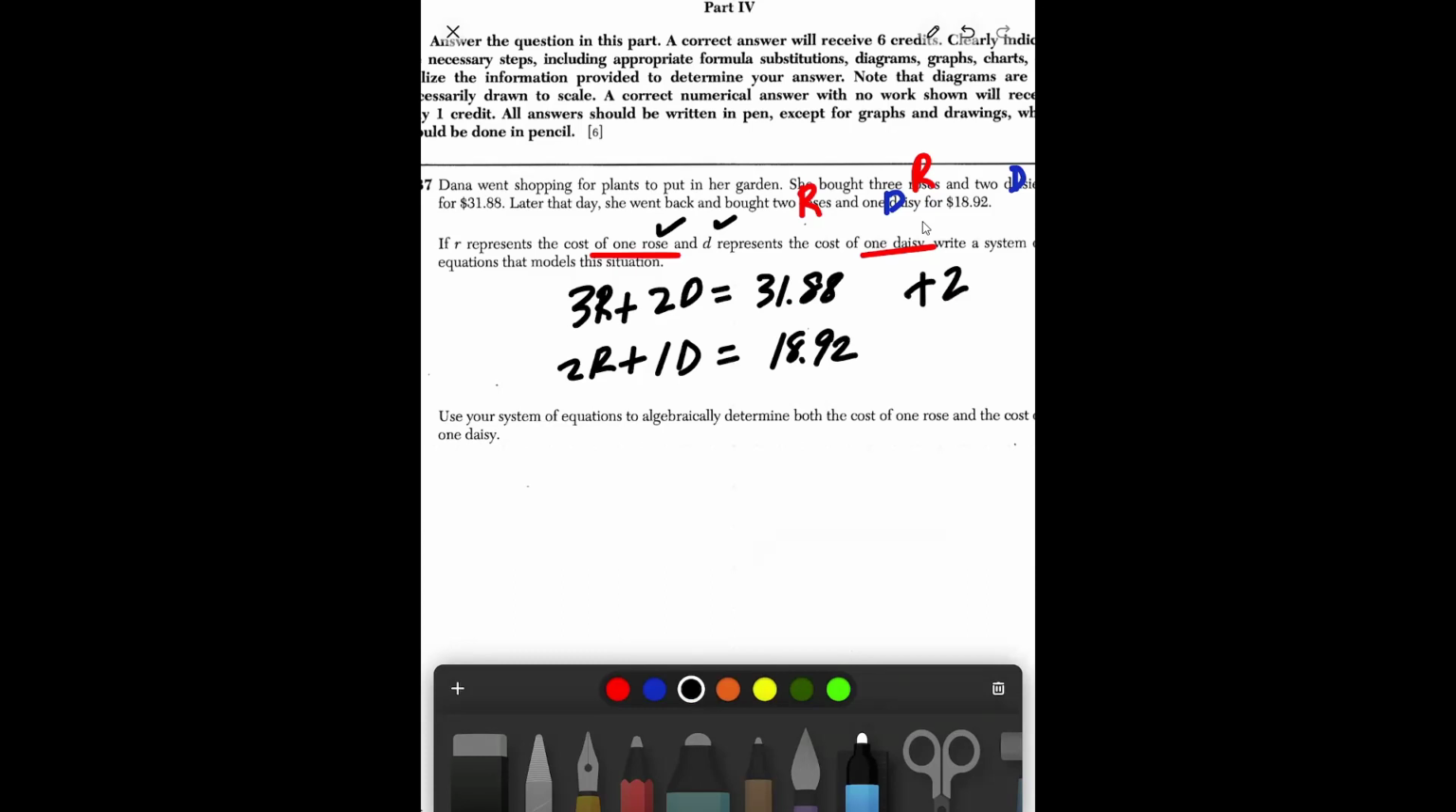Now, it says solve algebraically. We're not solving it algebraically. We're going to graph it, and we're going to just write our answer. It's going to be R equals, and D equals. So let's go find it. Now we've got 2 equations. They're not functions, so we're going to graph them as relations. So let's go do that.